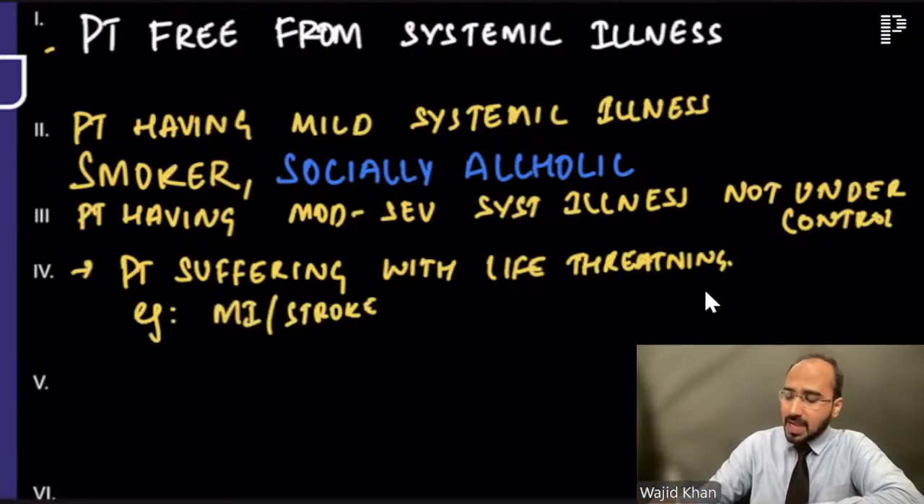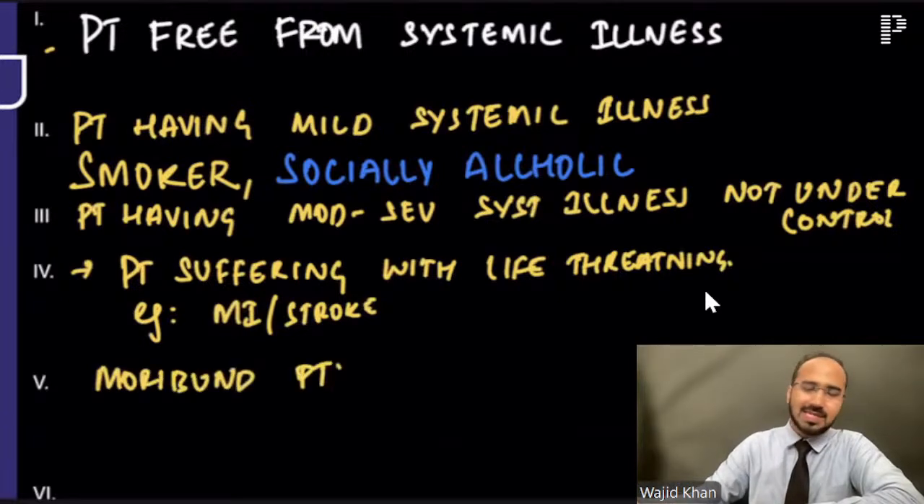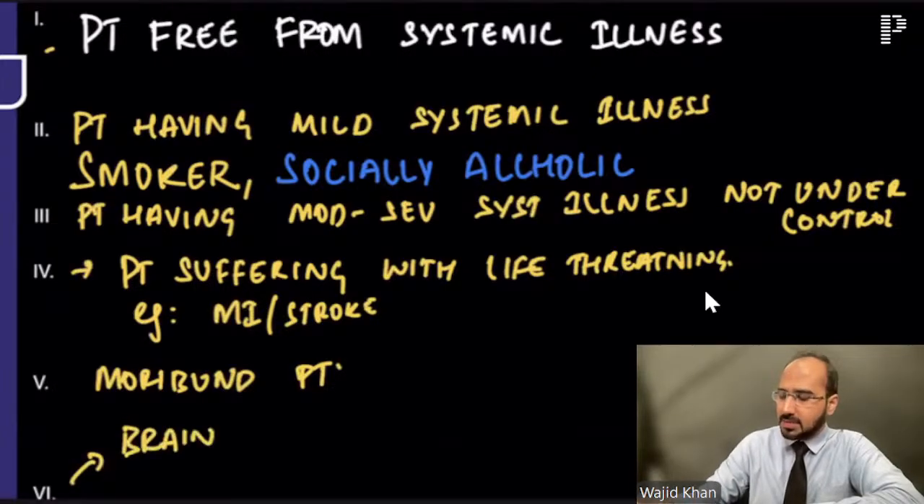Okay? Class 5 means what? Moribund patient. Multiple comorbidities he is having. Without surgery, there is no survival chances. That is class 5. Class 6, when do you call? Class 6 means a brain dead patient.